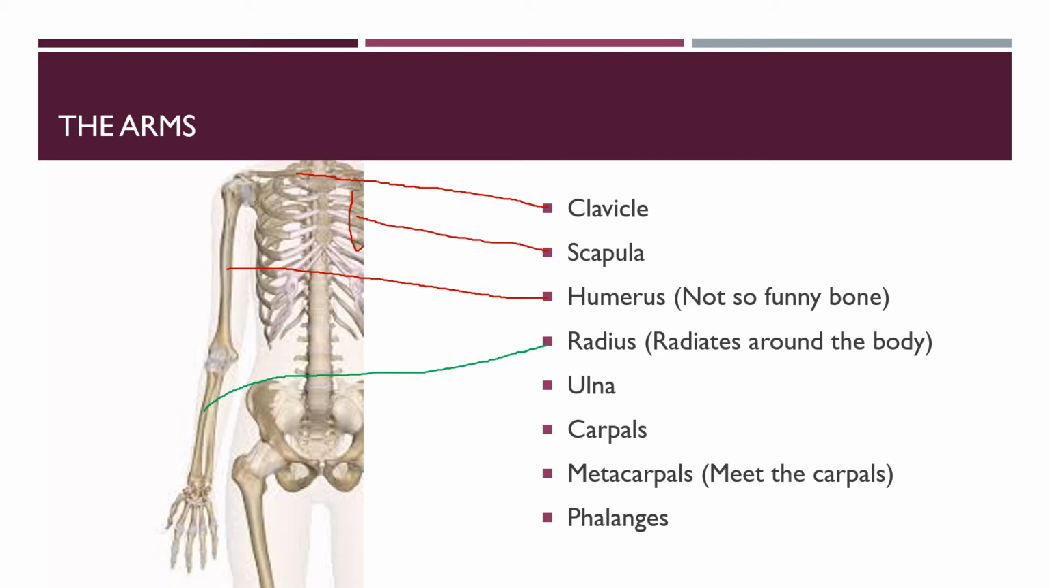And how I remember this is if you take your arm, it radiates around the body, or if you twist your arm, it radiates around the other bone. So the radius is the outermost, the more lateral arm bone of the lower arm. The more medial bone in the lower arm is called the ulna. This is the one that's located closest to the body when the body is in anatomical position. And remember, that means the thumb is pointing out.